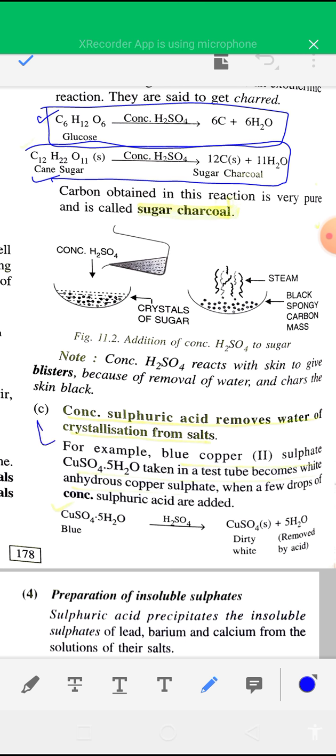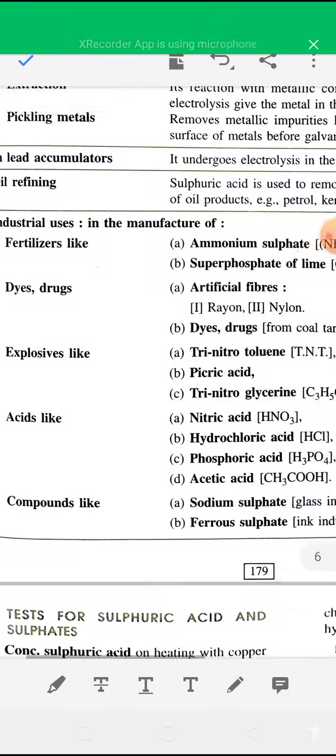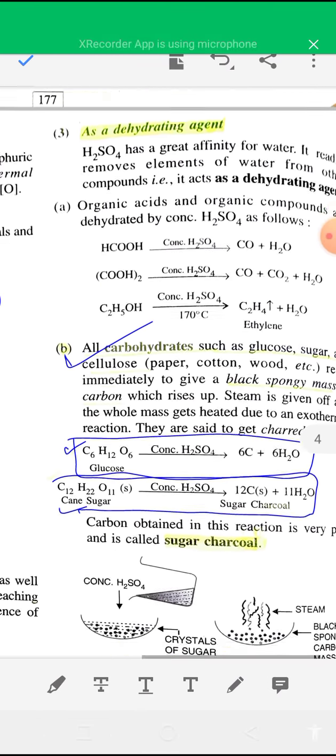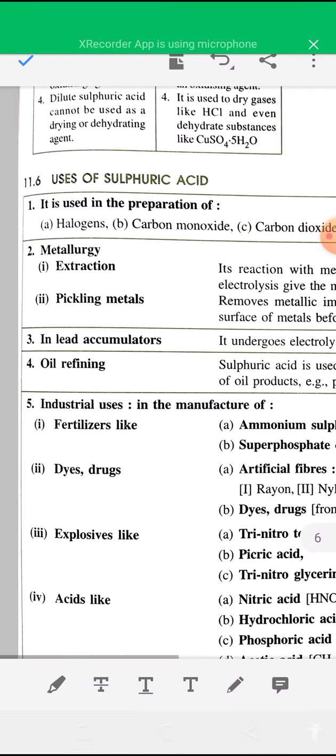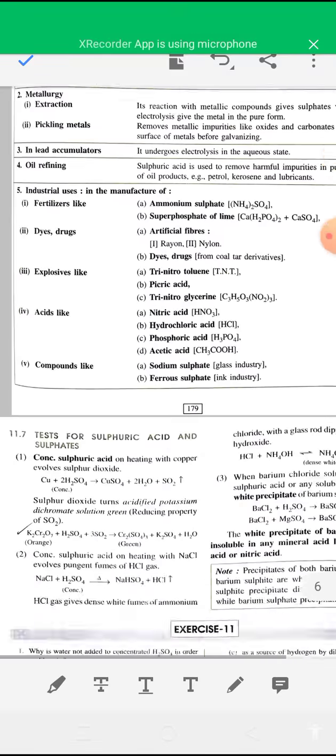Reaction of concentrated sulfuric acid with hydrated copper sulfate, that is blue vitriol. Hydrated copper sulfate becomes dirty white because the 5 water molecules are removed from copper sulfate. So these are dehydrating actions of concentrated sulfuric acid. Concentrated sulfuric acid can also act as a dehydrating agent. Uses of sulfuric acid are not required.